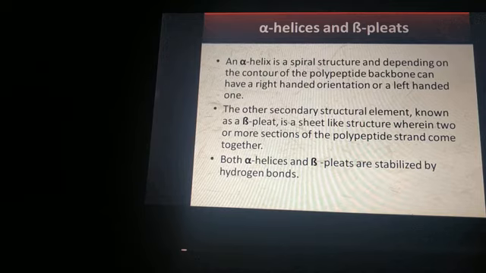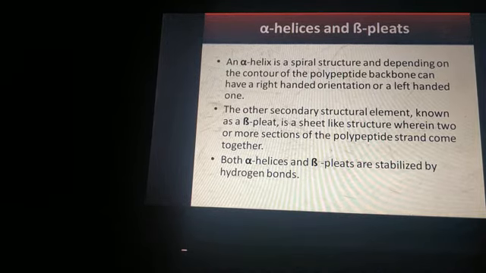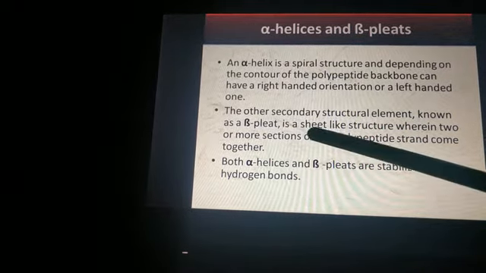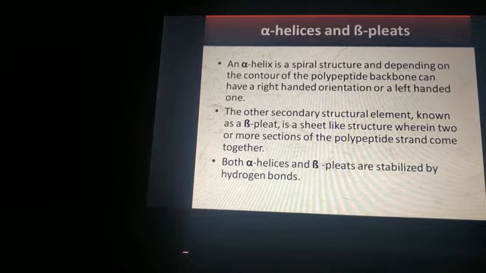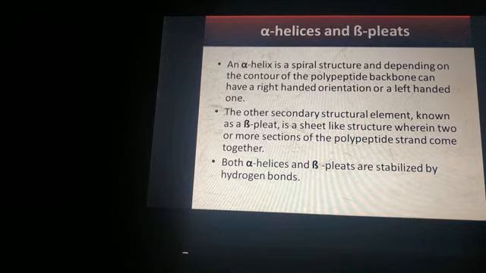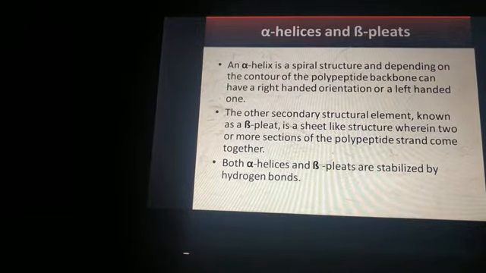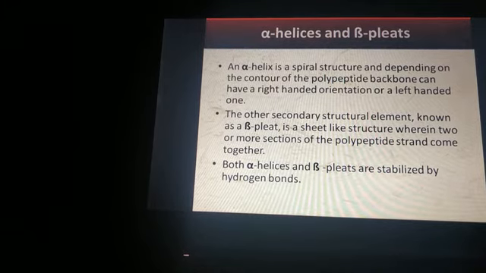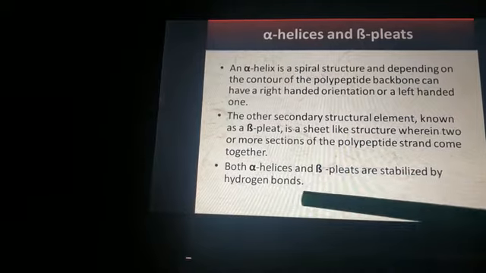The other secondary structure element, known as beta pleated sheet, is a sheet-like structure. So beta pleated sheet is like a sheet wherein two or more sections of polypeptide strand come together. And both alpha helix and beta pleated sheet are stabilized by hydrogen bonds. So here in secondary structure you will find hydrogen bonds.